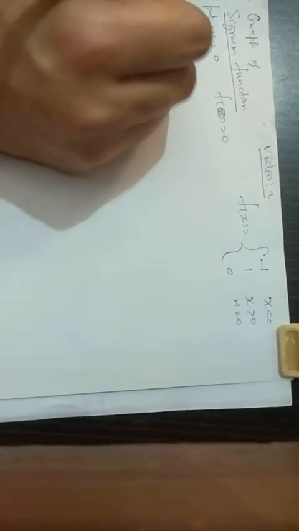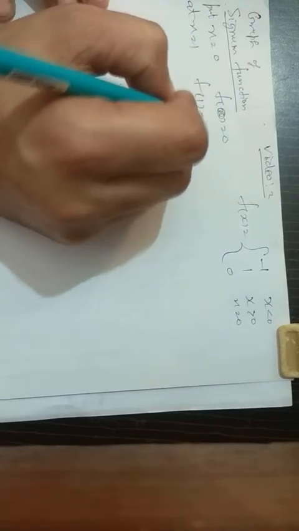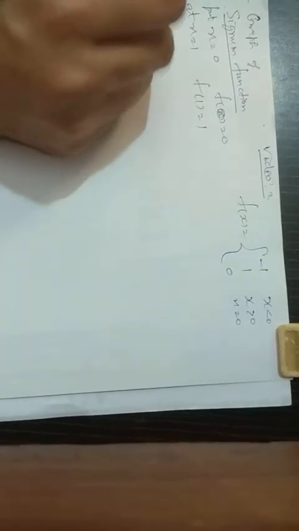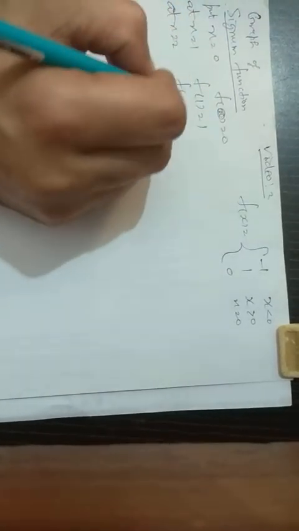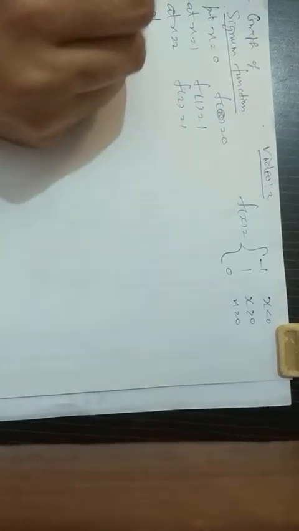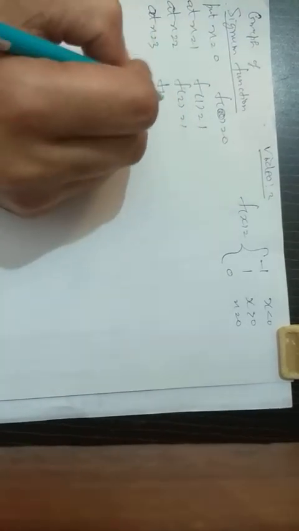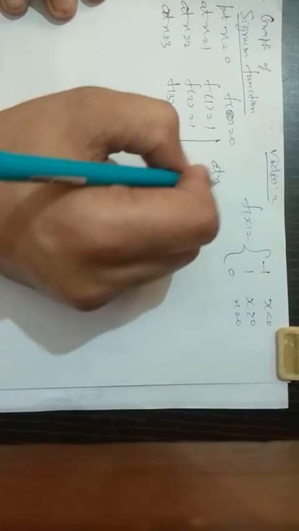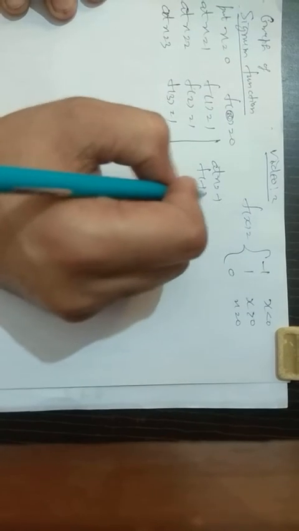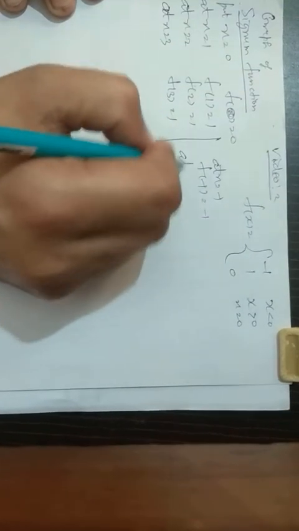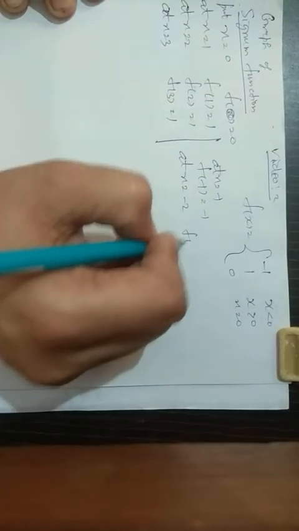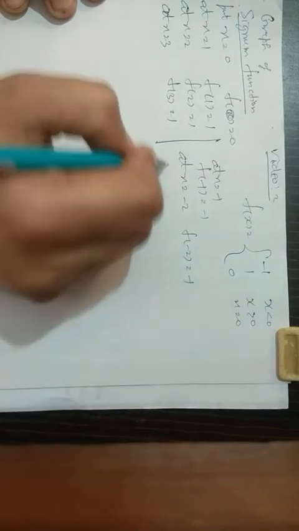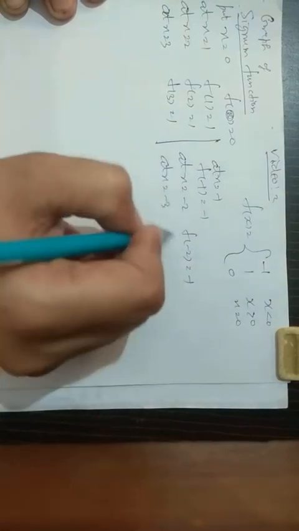At x is equal to 1, f(1) is equal to 1. At x is equal to 2, f(2) is equal to 1. At x is equal to 3, f(3) is equal to 1. At x is equal to -1, f(-1) is equal to -1. At x is equal to -2, f(-2) is also -1. At x is equal to -3, f(-3) is equal to -1.